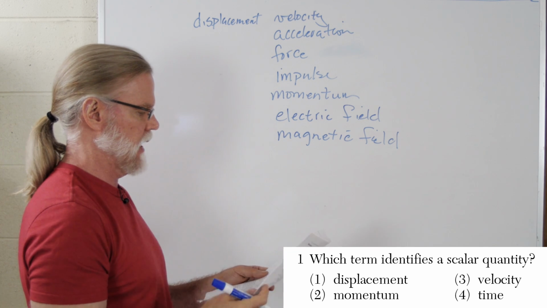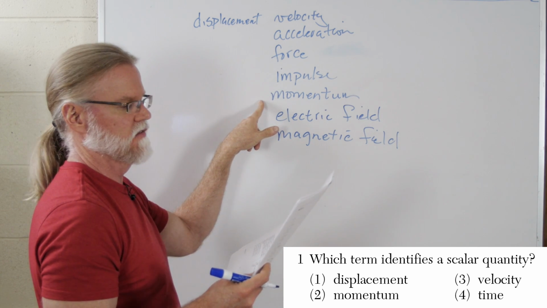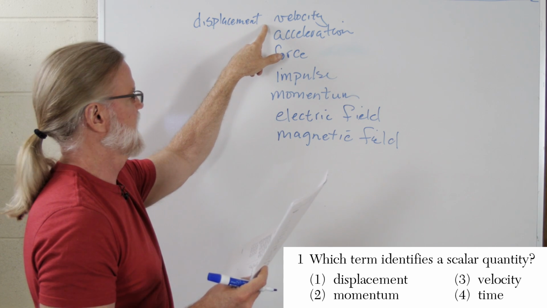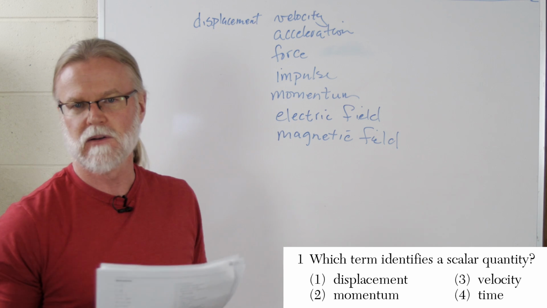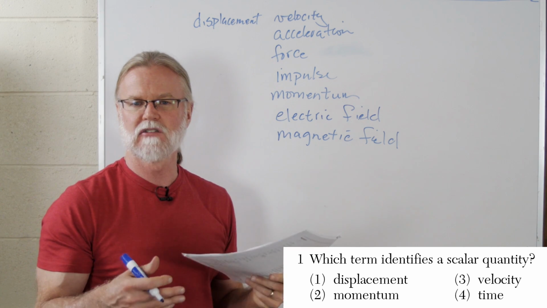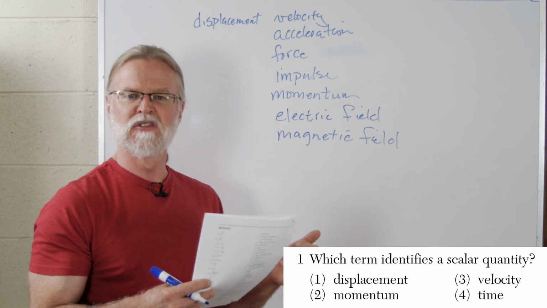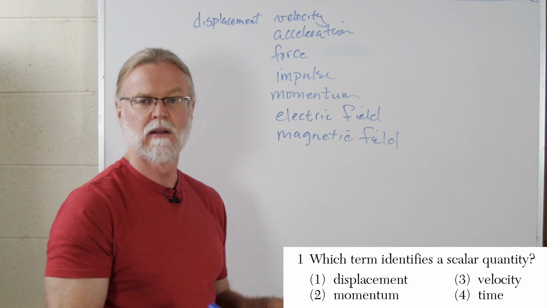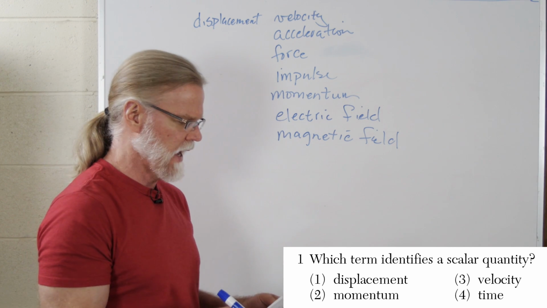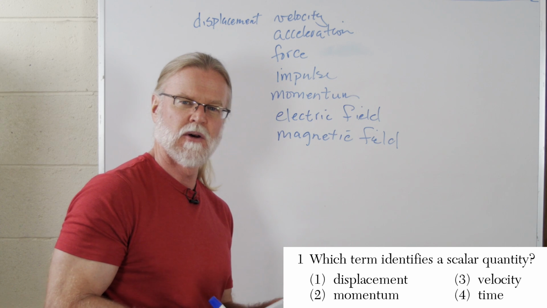So let's take a look at this problem. Displacement is a vector, momentum is a vector, velocity is a vector, and time is a scalar. So the answer was time. Time has no direction. I know sometimes we say time goes forward, but that's just more of a euphemism. It's not actually going forward. It's progressing, I guess. Anyways, let's erase that. Know your vectors. Know your vectors.